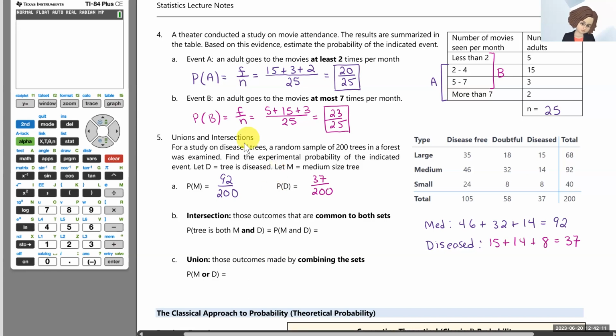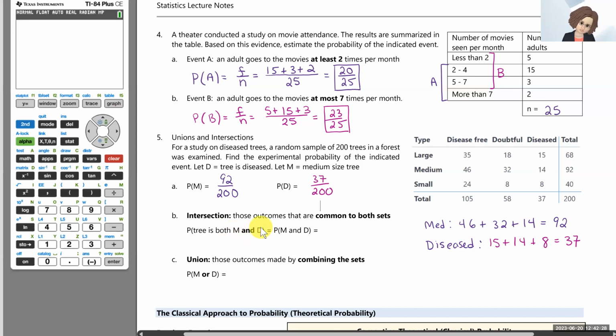All right, now we go to intersection. So intersection, those outcomes that are common to both sets. So we're going to look at the probability that the tree meets both conditions. It's medium and it's a diseased tree.